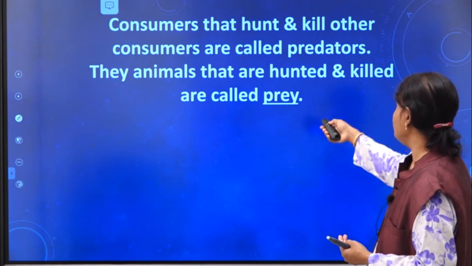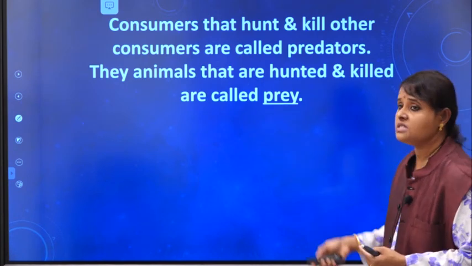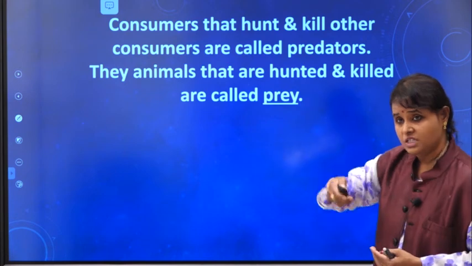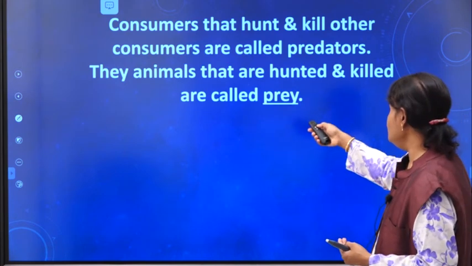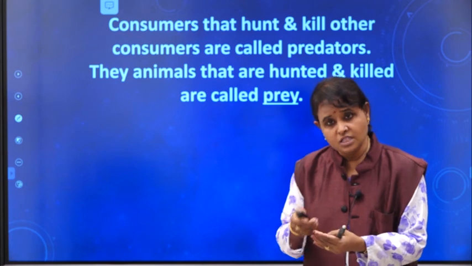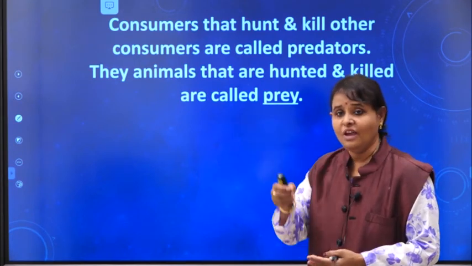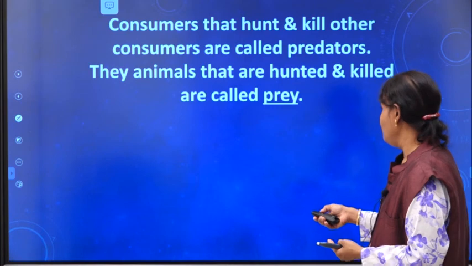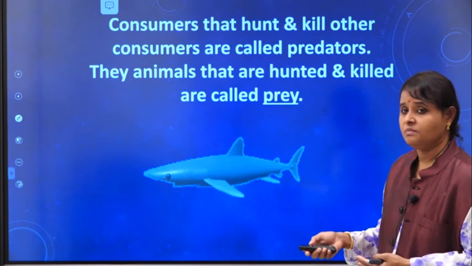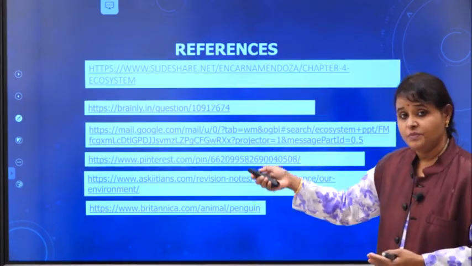See, prey, predator. Some consumers that hunt and kill other consumers are called predators, already I explained. The animals that are hunted and killed are prey. See, lion, it's a predator. It hunts deer and kills its prey. P-R-E-Y, okay? See, example.